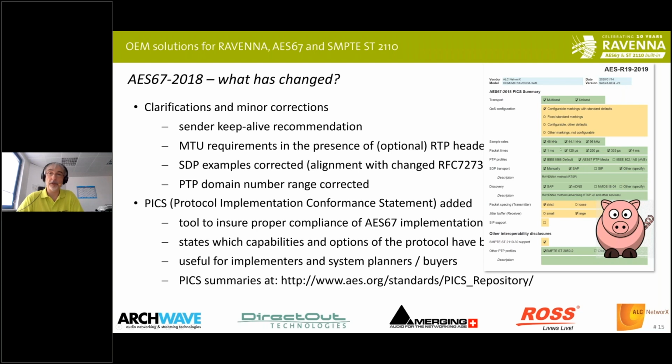So it can, for example, look at the sample rates, if multicast and unicast is supported, the QoS markings are marked there, the supported packet times, and many more important features which can be judged just with one view, with one click on the document. So that is basically what has been added to the 2018 standard.